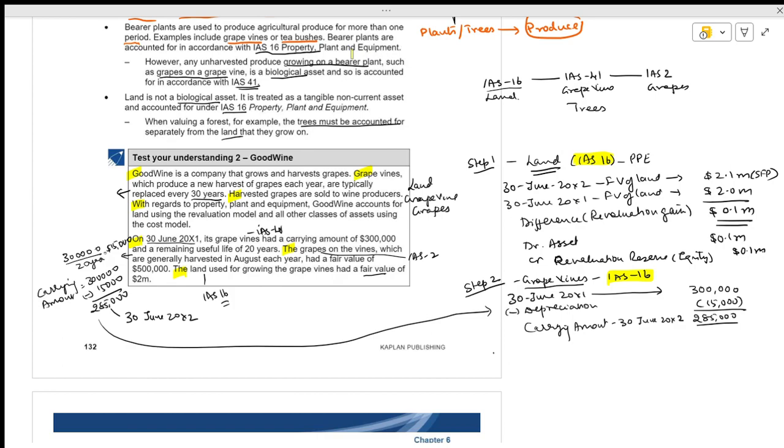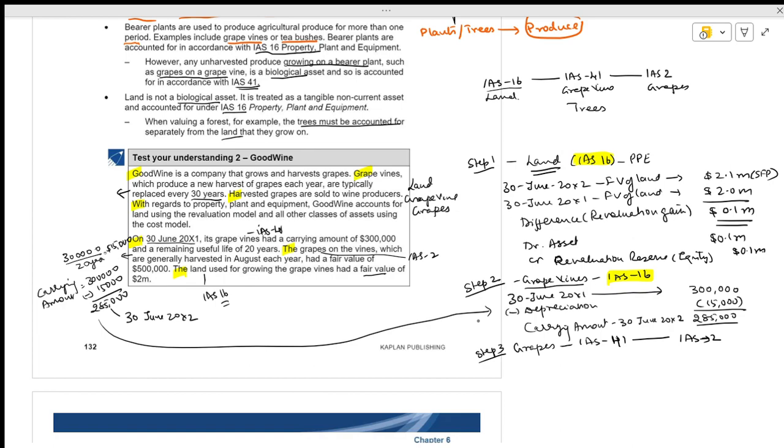Next, step 3. Step 3 talks about the grapes. Grapes come under which standard? IAS 41. Initially it will be IAS 41. Once it is harvested, it will be transferred to IAS 2.